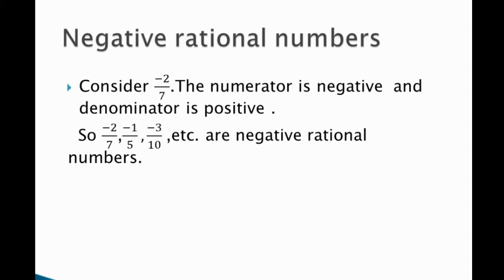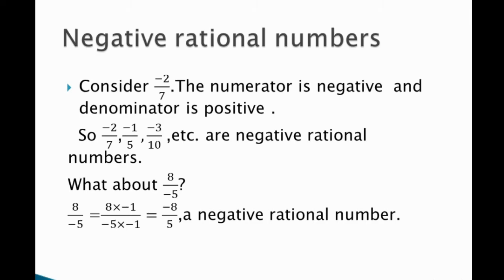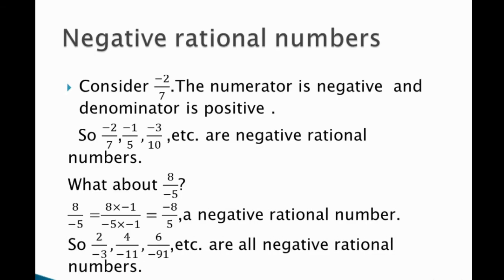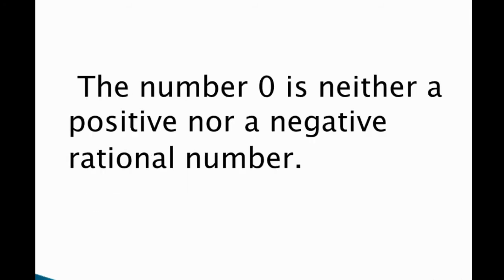What about 8 by -5? We can write 8 by -5 as 8 into -1 by -5 into -1, which is -8 by 5, a negative rational number. Hence, 2 by -3, 4 by -11, 6 by -91, etc. are all negative rational numbers. The number 0 is neither a positive nor a negative rational number.